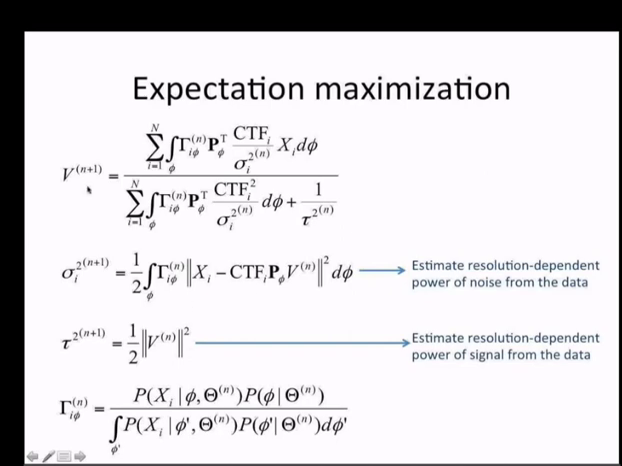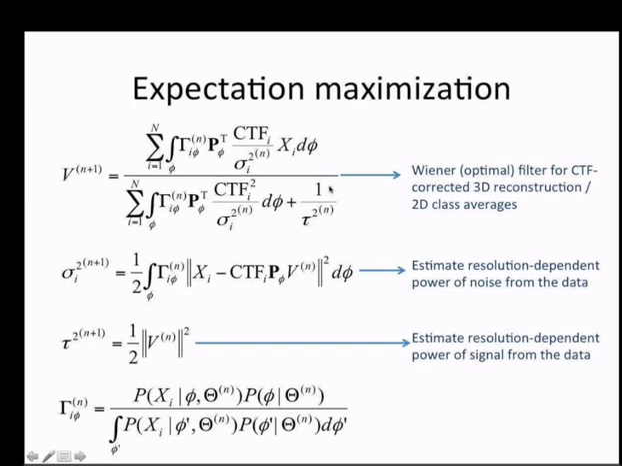Just calculate the power spectrum of your reconstruction. And if you have these two values, you can then calculate the updated reconstruction for the next iteration using this equation. And for those of you familiar with equations for Wiener filters in single particle analysis, you'll recognize that this is a variant of a Wiener filter, in that it's a summation over all the images multiplied by the CTF, and it's divided by a sum of the CTF squared values.